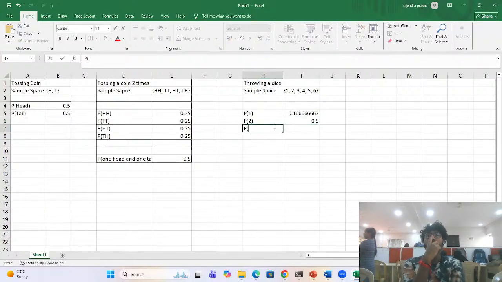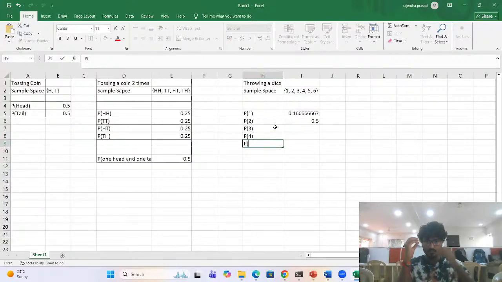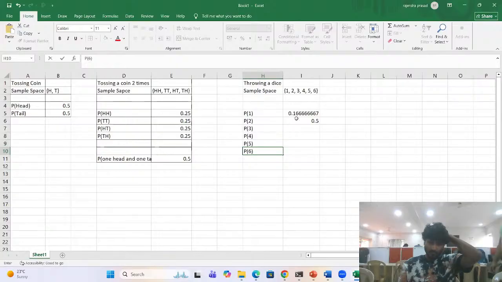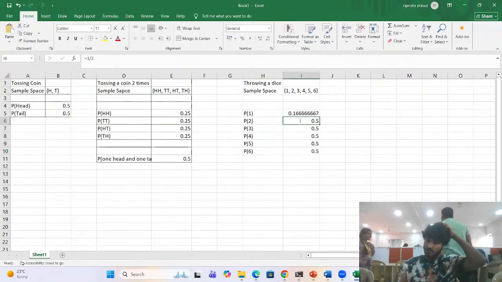Like that, if I go and calculate the probability of 3, the probability of 4, the probability of 5 and the probability of 6, the same calculations will be done. Each is equal to 1 divided by 6. The same calculation applies to the remaining ones.